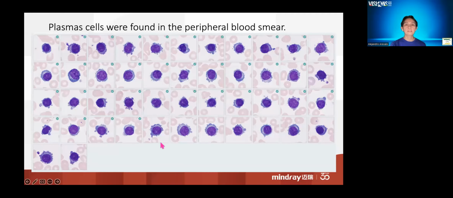Now, when the smear was examined, you see a lot of mononuclear cells appearing mature because the chromatin pattern is condensed, but the cytoplasm is abundant. And you would note in some of the cells that the nucleus appears eccentrically located, and the cytoplasm in some of the cells will have this prominent perinuclear clearing or halo. So they are very reminiscent of a plasma cell.